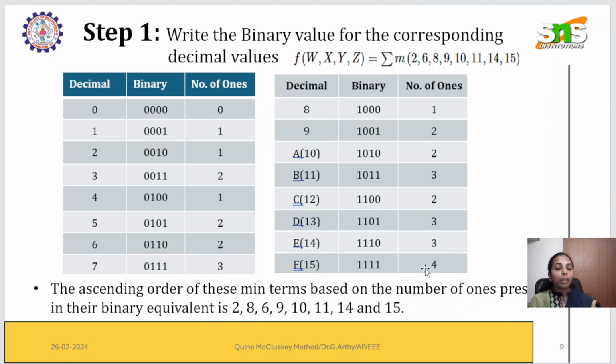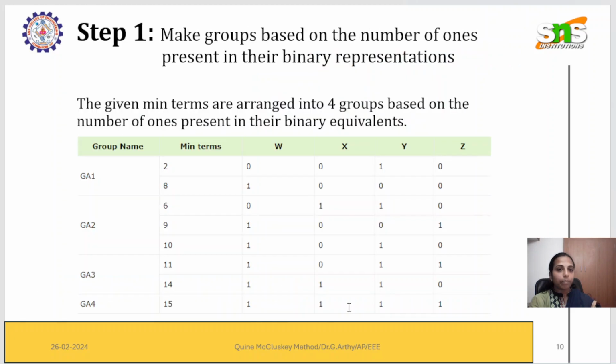So based on the number of ones, the minterms will be arranged in ascending order. The question's minterms are 2, 6, 8, 9, 10, 11, 14, 15. After arranging them in ascending order based on the number of ones in the binary equivalent, it is 2, 8, 6, 9, 10, 11, 14 and 15.